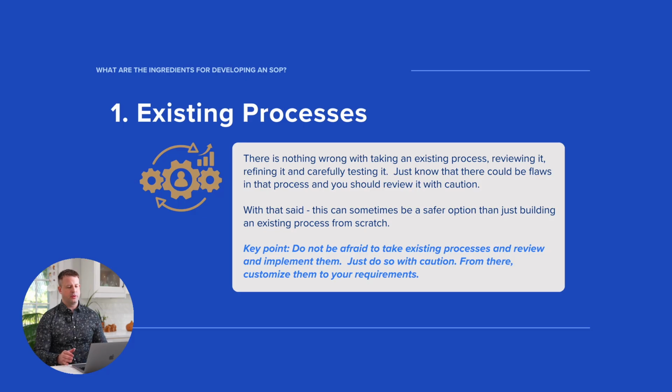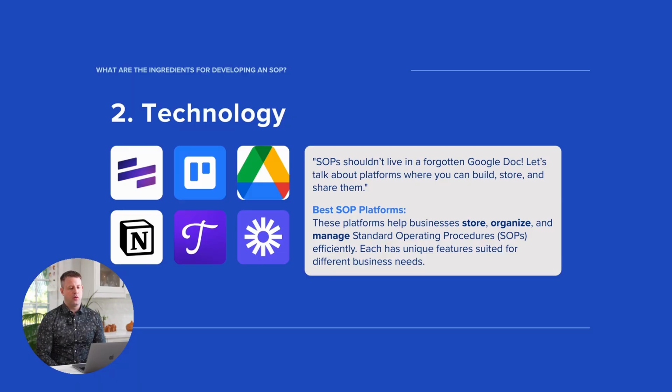So existing processes, as I mentioned before, don't be afraid to take existing processes and review and implement them. Move ahead with that with caution. You never know, you might take some existing process that is missing a step. Don't take it as 100% safe. Implement it with caution. Next, technology. So we're going to dive into some of the key technology platforms for developing SOPs right now.